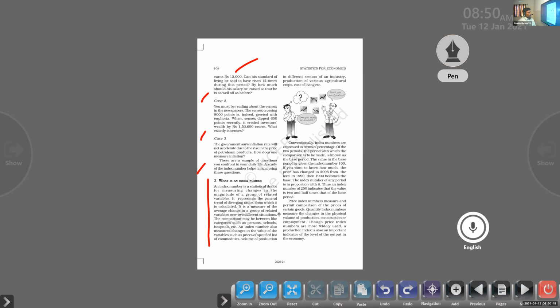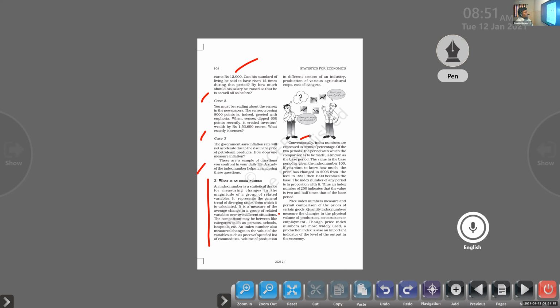Different variables we are able to observe and analyze with a single number, that is called the index number. It's a statistical tool. Conventionally, index numbers are expressed in terms of percentage. So index numbers express the percentage change in the price, or the percentage change in the quantity of the commodity. Clear?